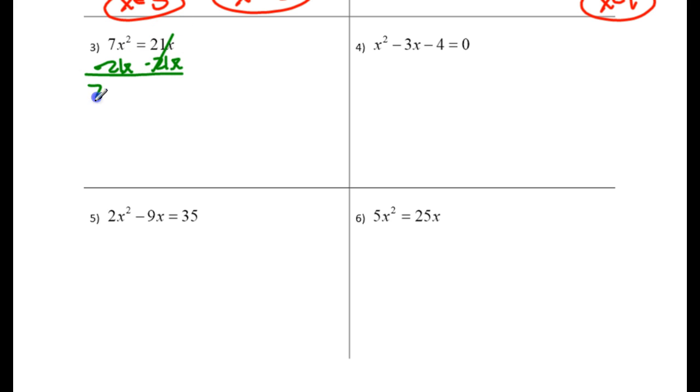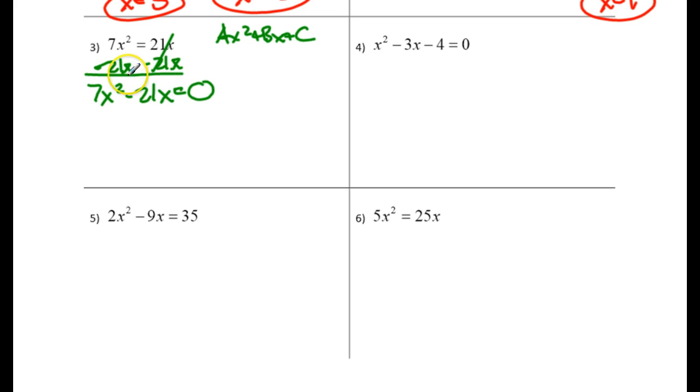So what I'm left with here is 7x squared minus 21x equals 0. Alright, now here's the thing. Remember, I want to factor this, but I can only factor it if it's in standard form, ax squared plus bx plus c. I got the ax squared, I got the bx, but I have no c. So I can't actually factor it.